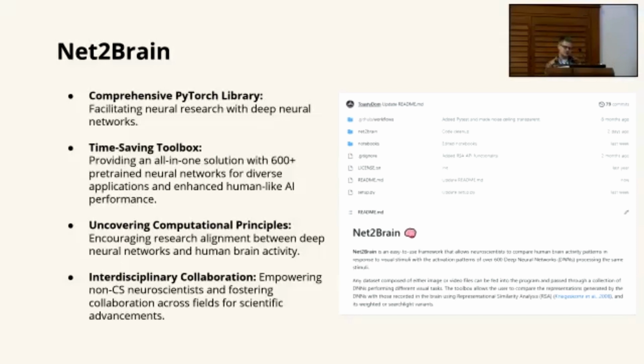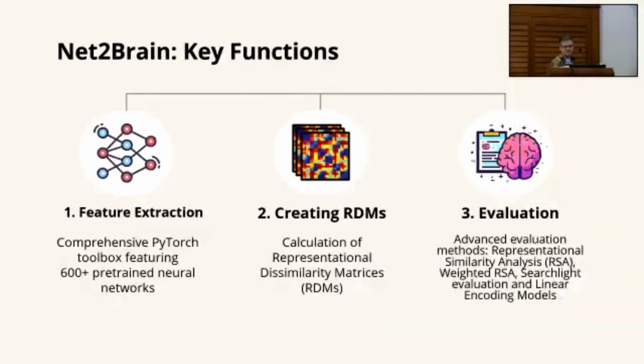We are providing an all-in-one solution with over 600 pre-trained neural networks, trained for different visual tasks, and you can even plug in your own model. So this basically doesn't limit you to certain types of architectures. And of course, using this toolbox, you want to make the collaboration of neuro and AI research easier because using this toolbox, non-computer scientists are able to take advantage of these benefits.